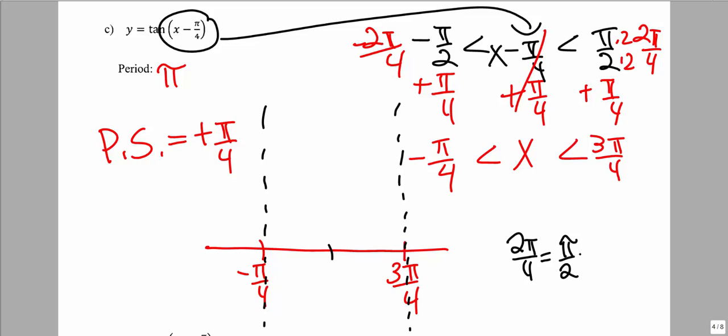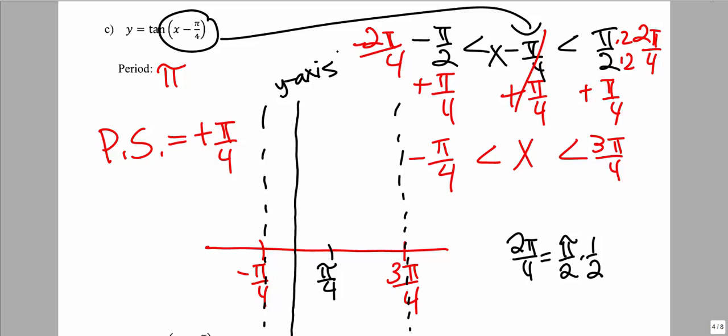Pi over 2, and then multiply by half, so we get pi over 4 as our midpoint. Notice that between minus pi over 4 and pi over 4 we change from negative to positive, and the x-axis will be directly in between those two because they're the same number but opposite signs. So here's our y-axis. Alright, so in between them, of course, the midpoint here would be 0.